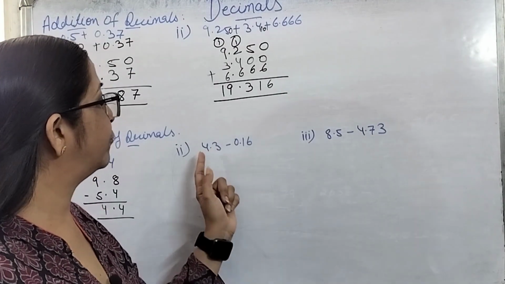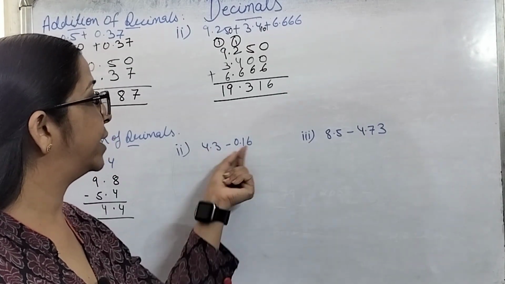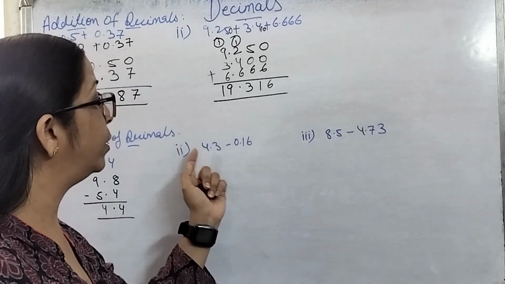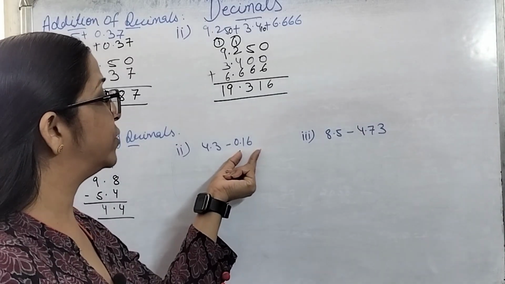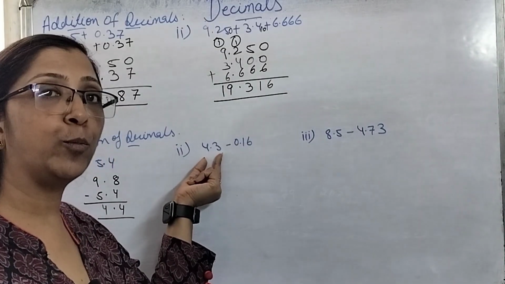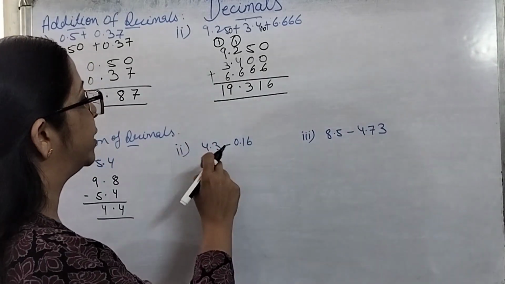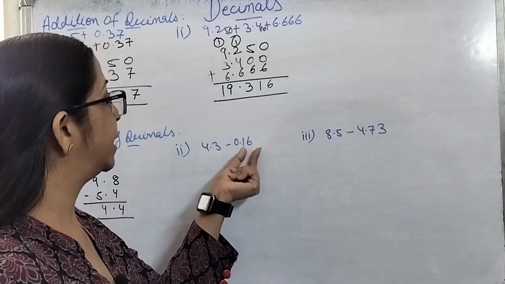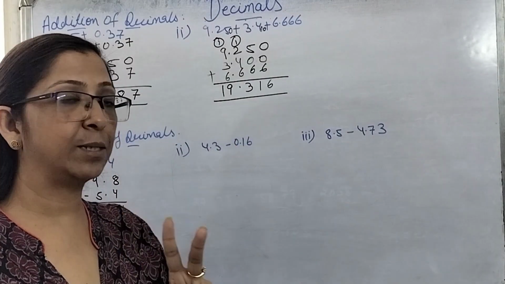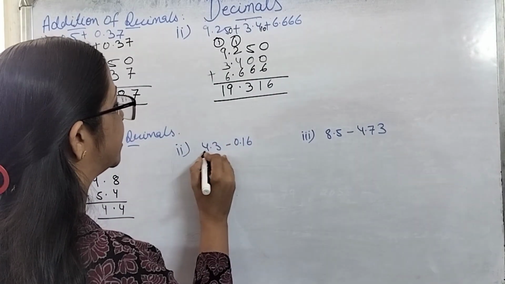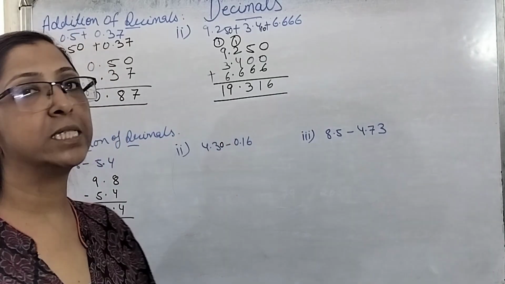Now if we have to subtract 0.16 from 4.3, this is the number which is to be subtracted from 4.3. In 4.3 we have one decimal place. In 0.16 we have two decimal places. So first of all we will write 4.3 as 4.30.